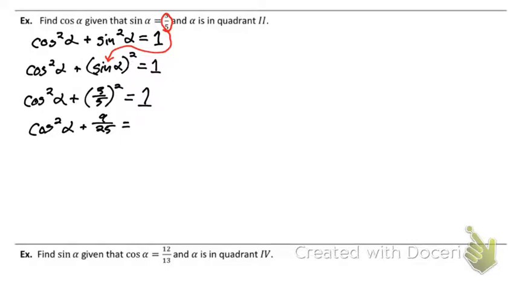We know this needs to go to the other side at some point, right? I need to get cosine by itself, so I need to subtract this on this side. So I'm not going to leave this as 1. I'm going to change this to 25 over 25 so that these have a common denominator.